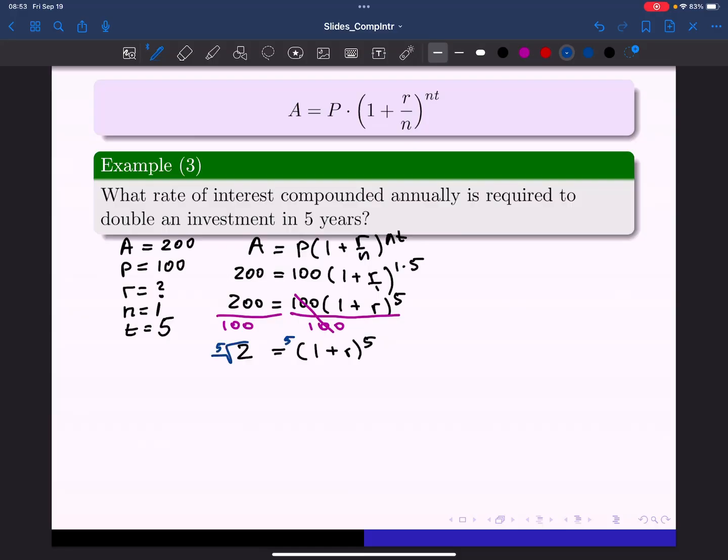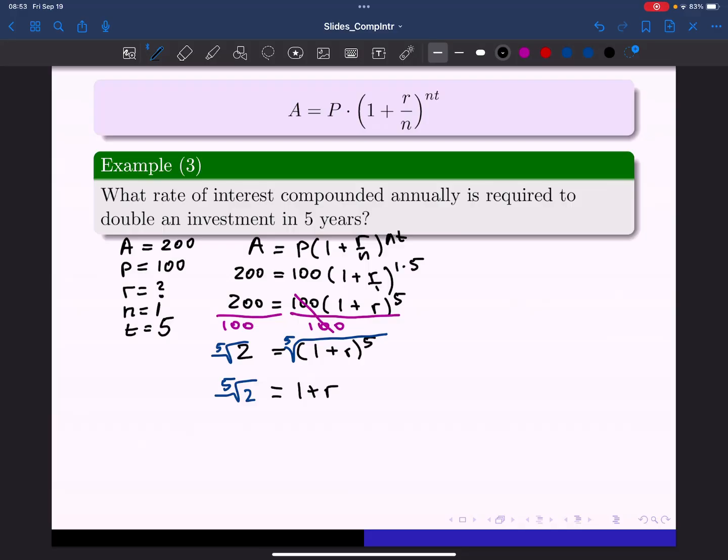Take the fifth root of both sides. Then the fifth root and the power 5 cancel out. So we have the fifth root of 2 is equal to 1 plus R.